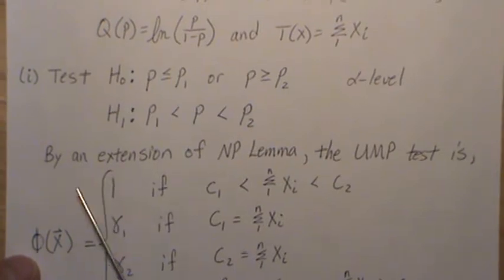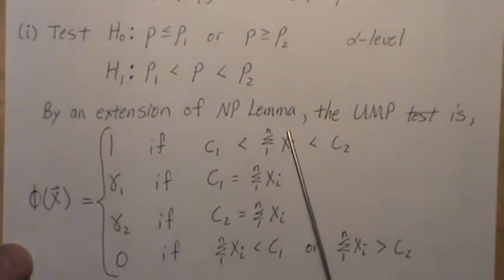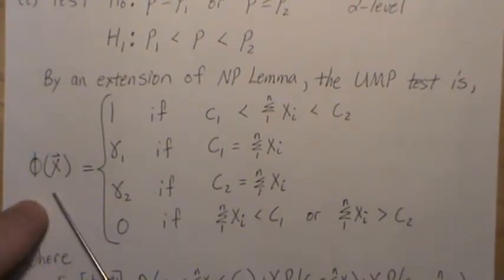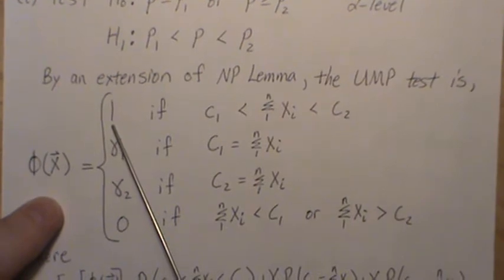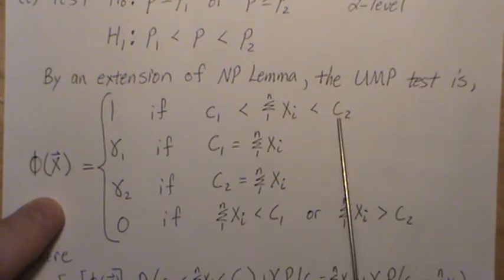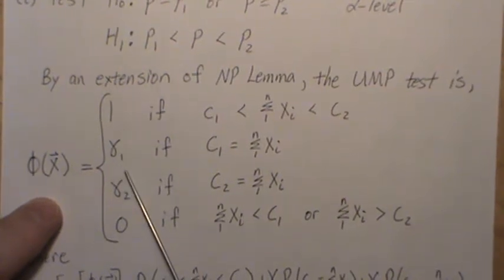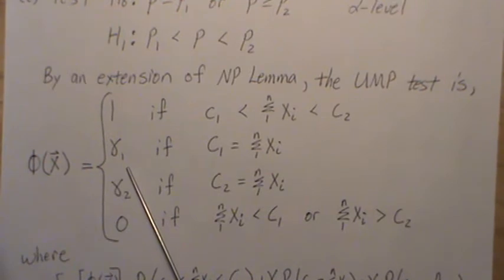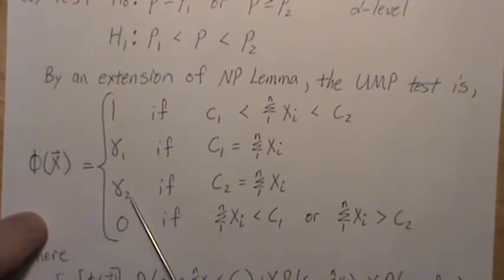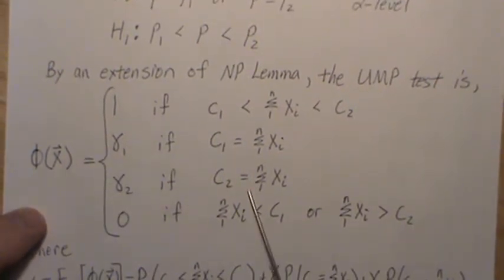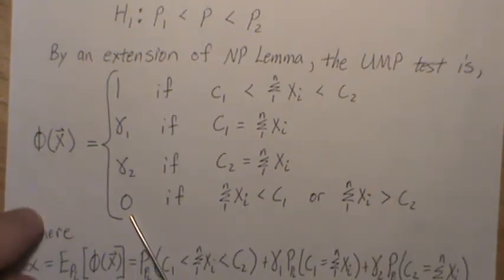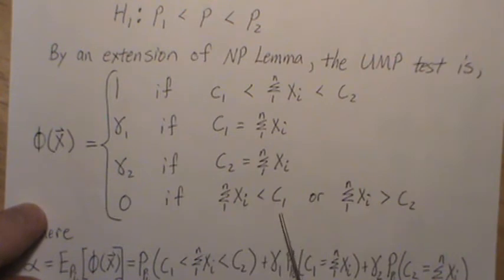And the theorem in part 1, which is an extension of the Neyman-Pearson lemma, tells us the uniformly most powerful test is this. So our test function phi takes on the value of 1 if our test statistic is between two values, C1 and C2. It takes on the value gamma 1, which means we reject the null hypothesis with probability gamma 1, if our test statistic is equal to C1. Phi equals gamma 2 if our test statistic is equal to C2.